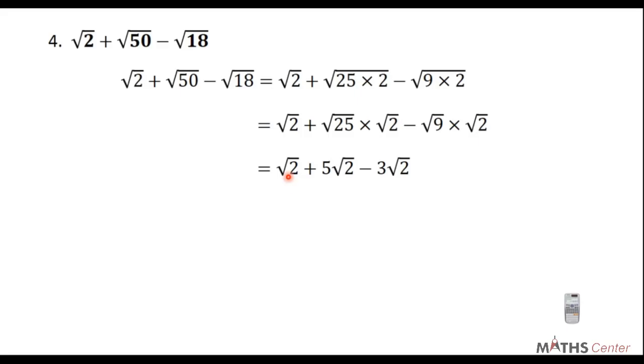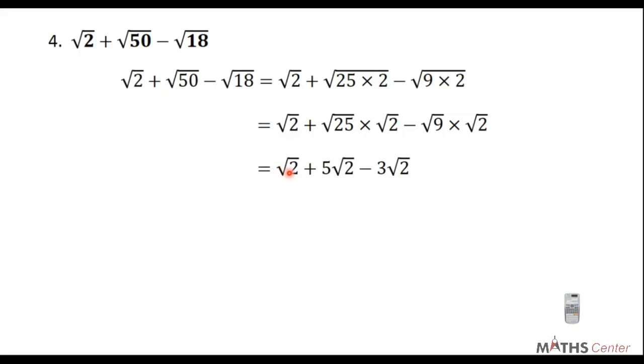So you can see from here that the number under the square root sign is 2, the number under the square root sign is 2, the number under the square root sign is 2. So you can proceed with the operation. So here is addition, here is subtraction. So you do it just like that.